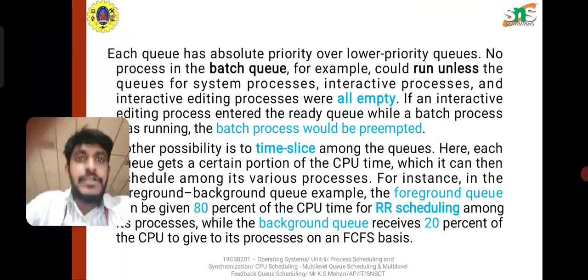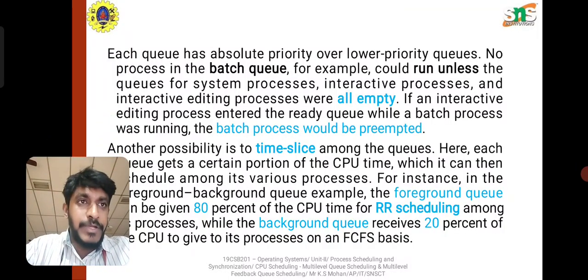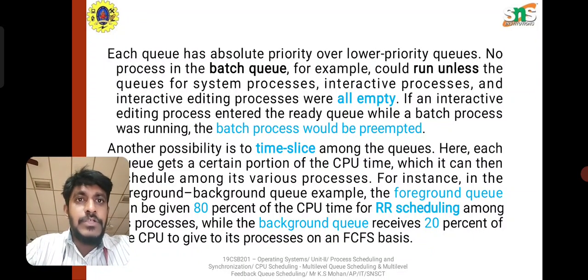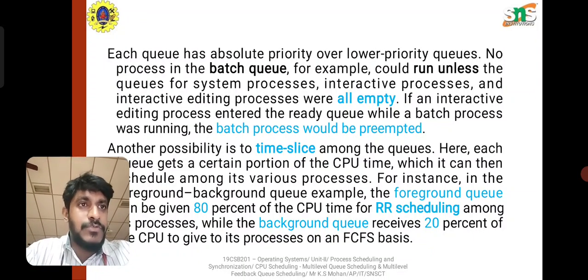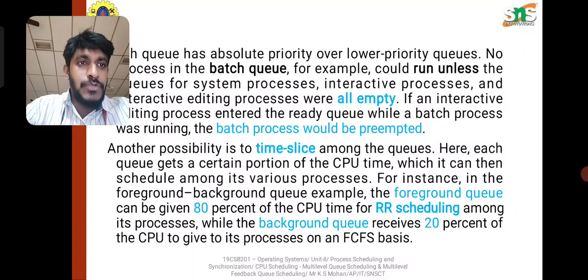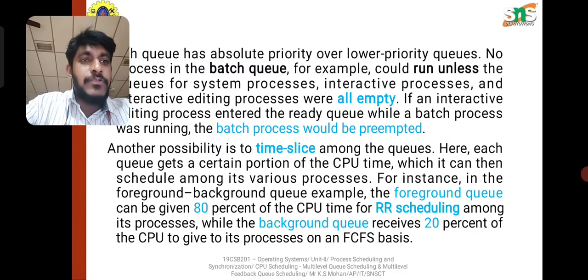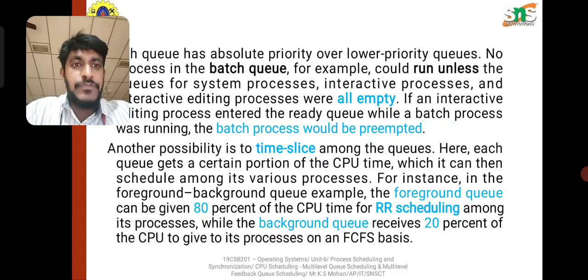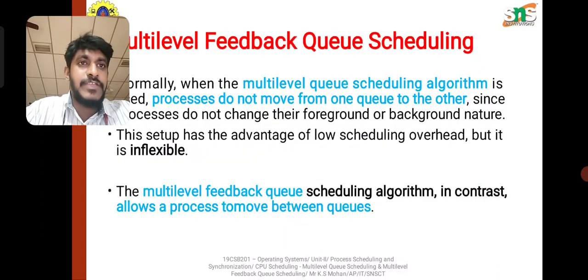Each queue has absolute priority over lower priority queues. So no process in the batch queue, for example, could run unless the queues for the system processes are all empty. The time slice is a major concept we discussed. The foreground queue uses RR scheduling, while the background queue receives 20% of the CPU time, which it gives to its processes on an FCFS basis.